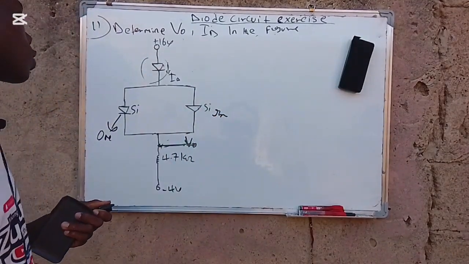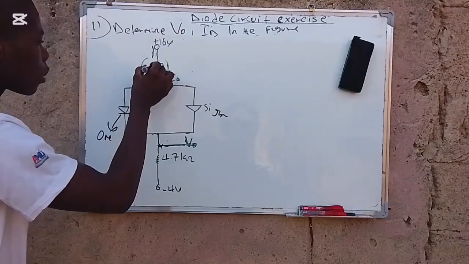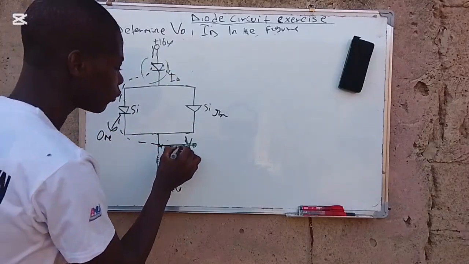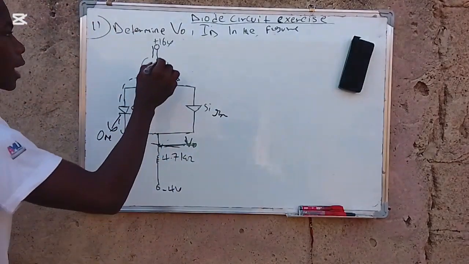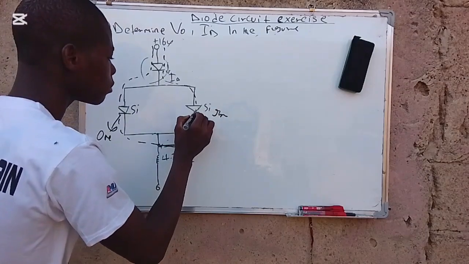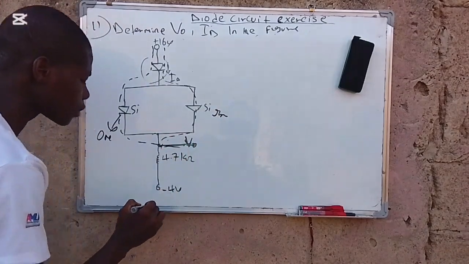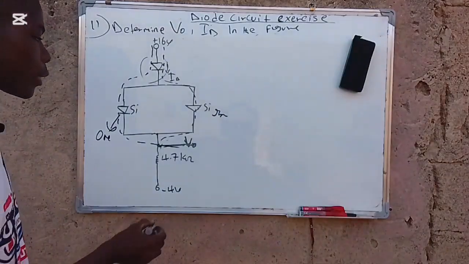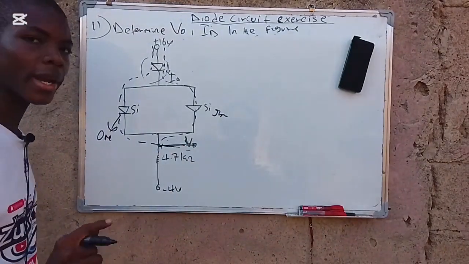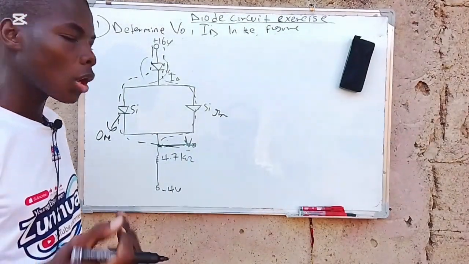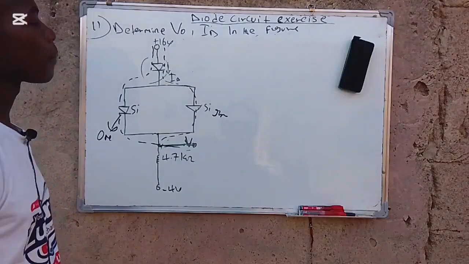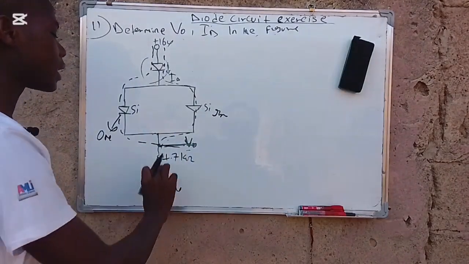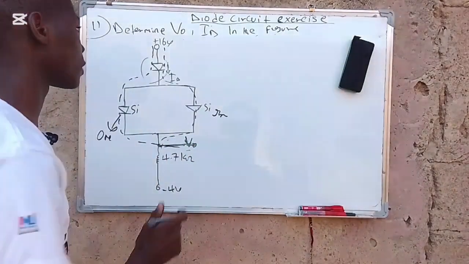So how can we do this? We can first come across here and move here to find V naught, and we can also come across here and go straight to the ground so that we can find the current, and we can also use V naught here to find our current. Which method do you prefer? Let's first use the V naught and find our V naught.